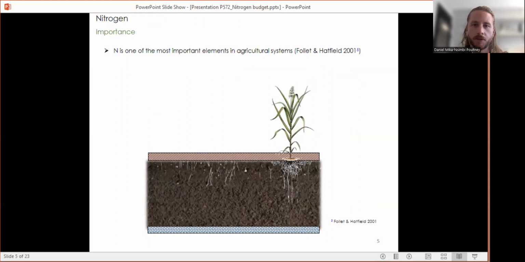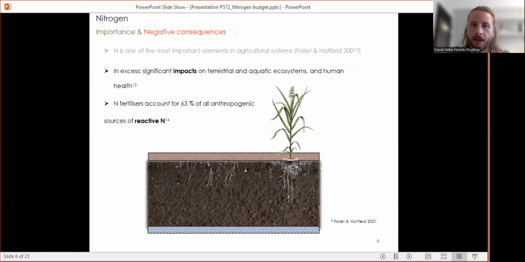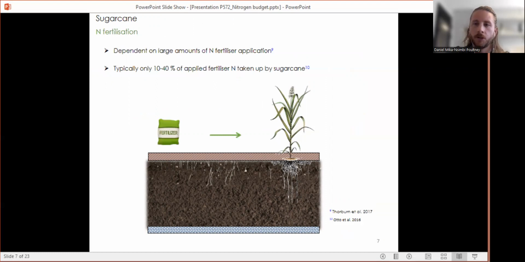Nitrogen is one of the most important elements in agricultural systems, but in excess, it has significant impacts on terrestrial and aquatic ecosystems and human health. Nitrogen fertilizers account for the majority of anthropogenic sources of reactive nitrogen. Sugarcane is dependent on large amounts of nitrogen fertilizer application, but typically only low levels, between 10 and 40% of applied fertilizer nitrogen, is actually taken up by the sugarcane. So why this low nitrogen use efficiency and uptake recovery?